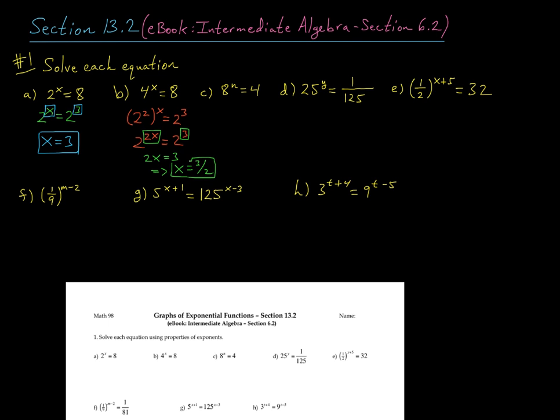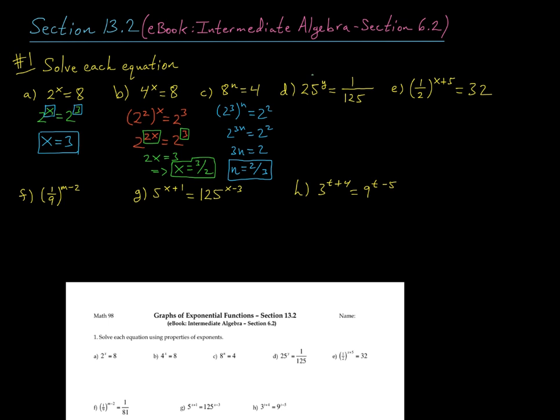So x then must be 3 over 2, or 1.5. How about C? 8 to the n is equal to 4. Well, much like what we saw with B, there's a common base of 2, so I'm going to write the 8 as 2 cubed, and that's raised to the n. 4 is 2 squared, so then I have 2 to the 3n is 2 squared. Then I can go ahead and equate the exponents because the bases are the same, and so here n would be 2 thirds.